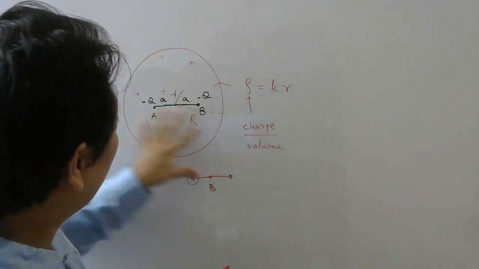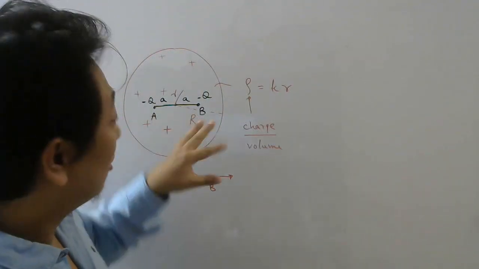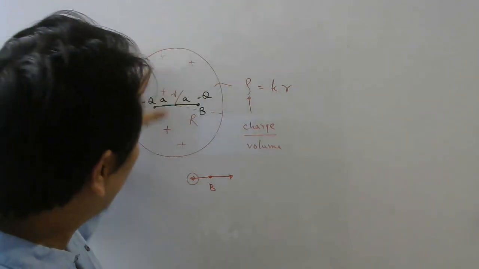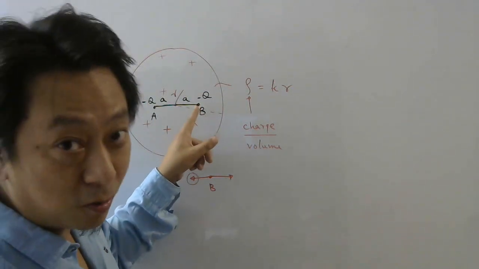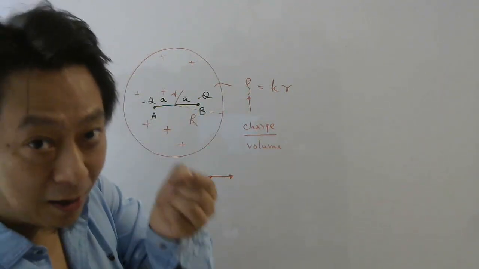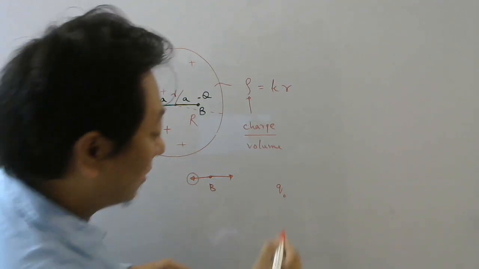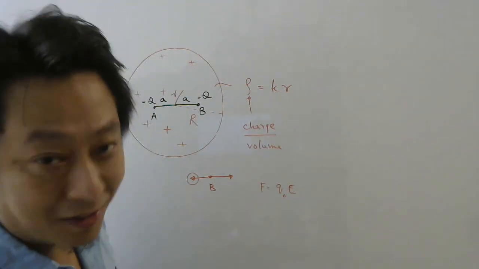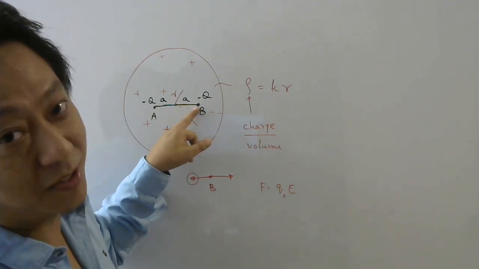And we know this spherical charge will create an electric field inside and outside. Since we are not interested outside, what we have to first do is calculate the electric field due to this charge at this point. Once you know the electric field at a point, the force on any charge at that point is given by F equals q naught E, right? So what I need to do is find the electric field at this point first.